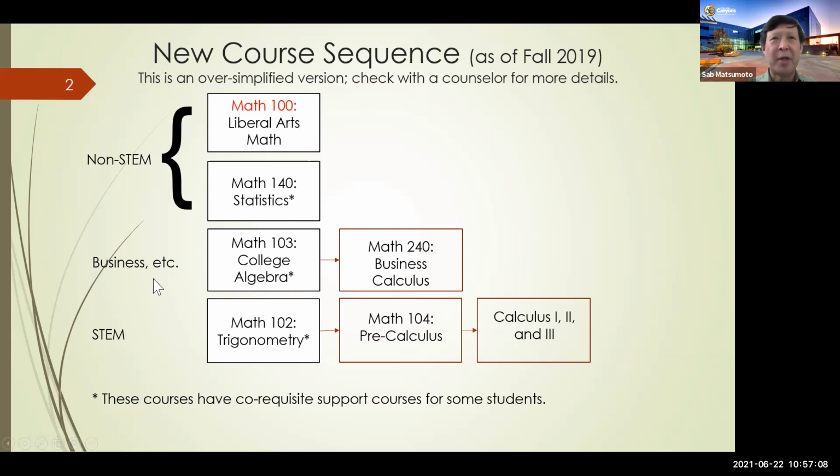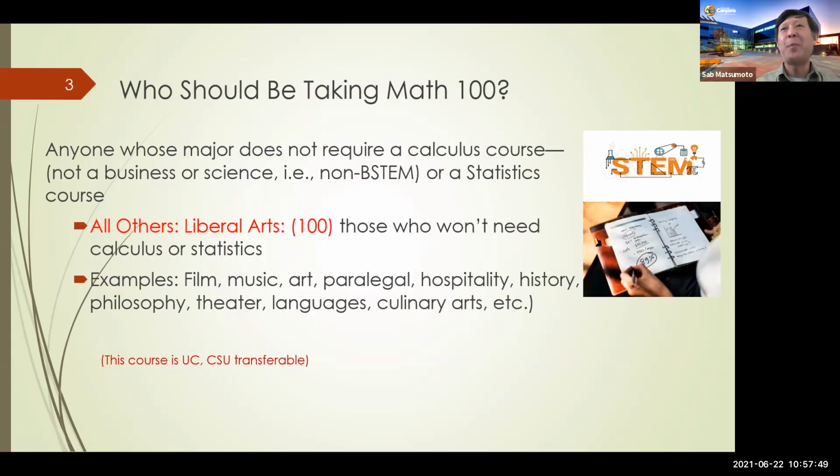If you are a business student, you will probably start at college algebra, which is Math 103, and then go on to take Math 240, which is business calculus. Now, for those who are not business and not STEM, we call them non-B STEM students, then you have a choice. You can go into statistics if your program requires a statistics class, which is Math 140, and here at College of the Canyons, it's a 5-unit course with computers in every classroom. Or if you do not need even statistics, then you are to take Math 100, which is liberal arts math, which is this class.